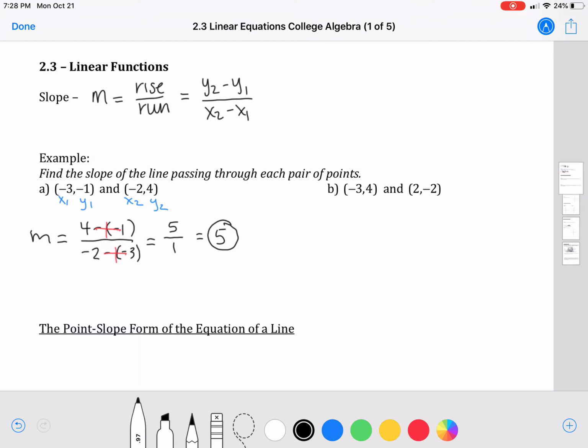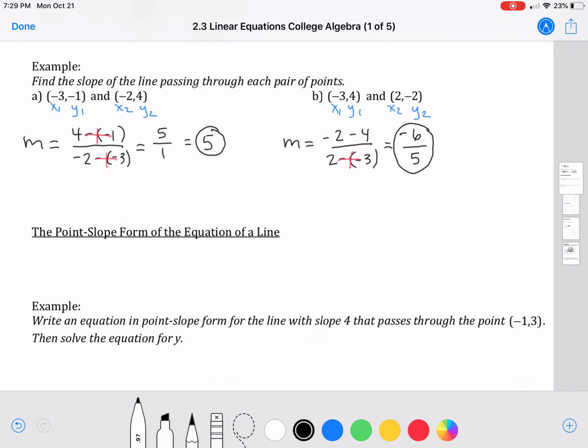Okay, so looking at our second example, I'm going to label our points again, x1, y1, and x2, y2. So our slope, m, equals negative 2 minus 4 over 2 minus negative 3. Two negatives make a positive, so I'm going to change that to a plus sign. So negative 2 minus 4 is negative 6, and 2 plus 3 is 5. So our slope reduced is negative 6/5. Remember, if you can reduce the fraction, you need to make sure to reduce it.